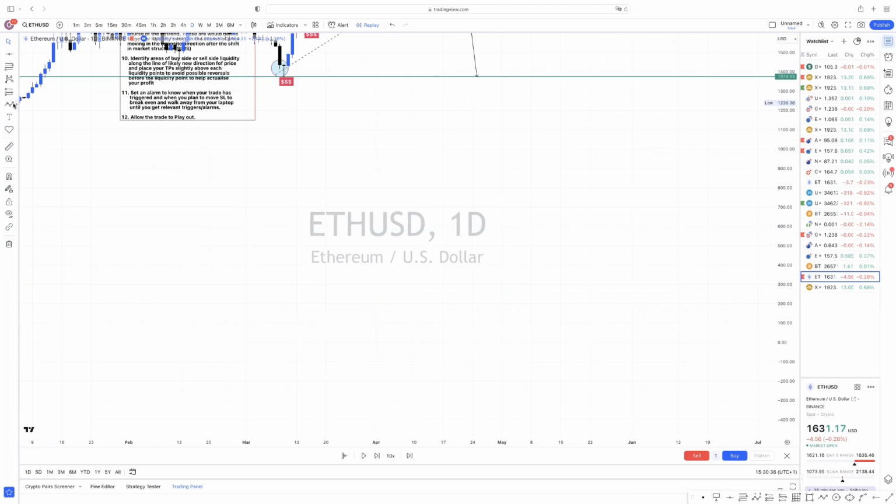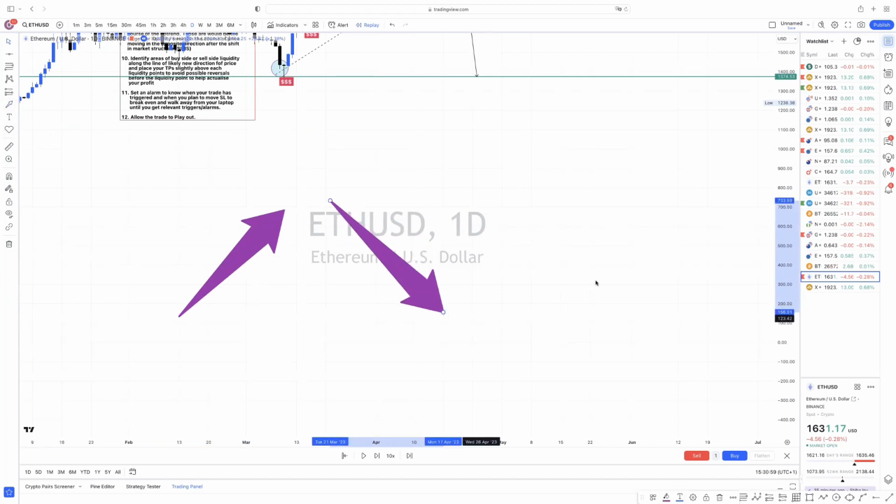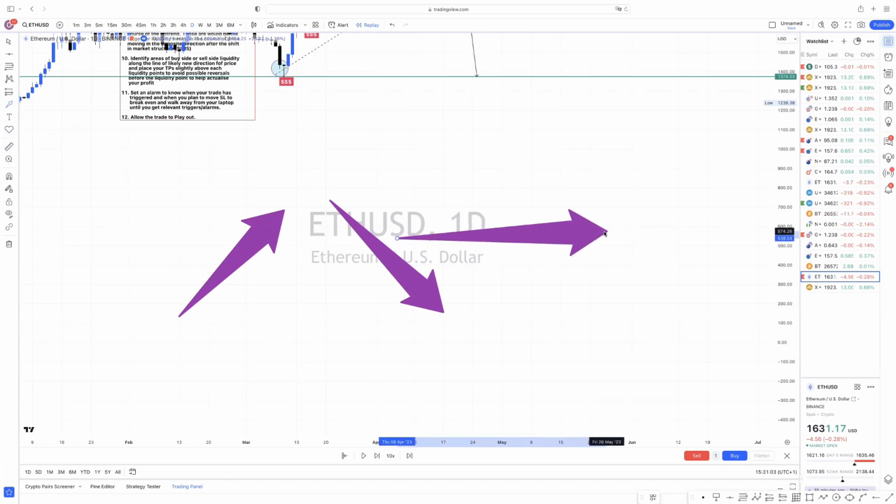Let me just quickly show you something here for those of you who probably do not understand market structure. Now, market structure is all about looking at the direction of the market at any particular point in time. And for me to explain this, let me tell you that the market only moves in three ways. It's either the market is moving upward, or it is moving downward, or price is actually consolidating.